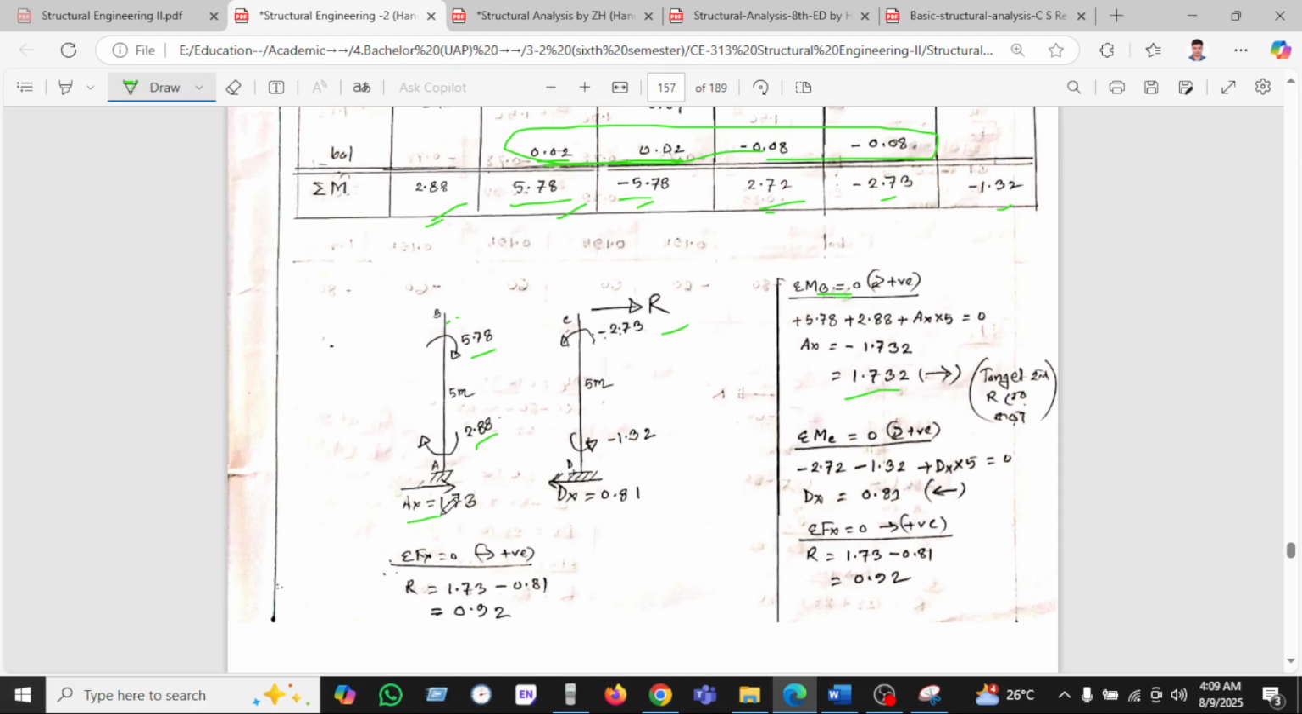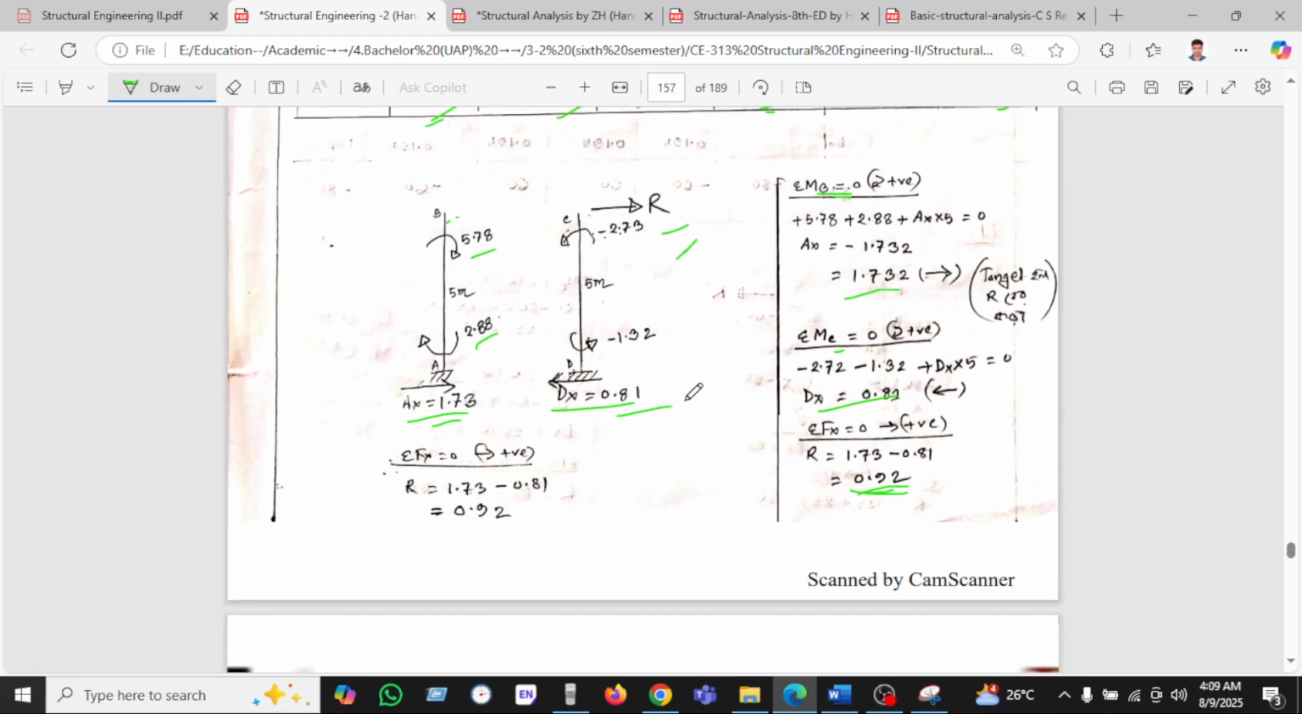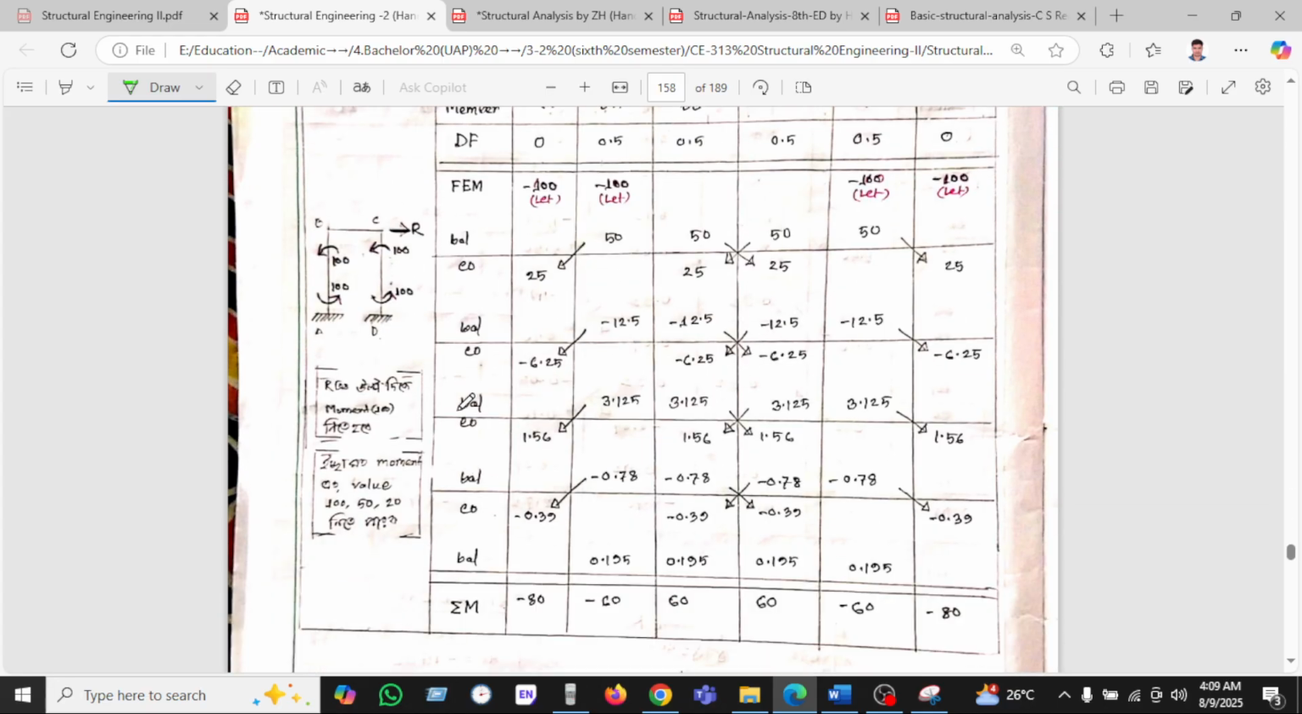This is the AX we have found. In the same way, we can take the moment at C, this is the point C, and find dx equal to 0.81. If we take the summation of f of x and f of y, we can find the R value of 0.90. Now we can calculate the member.